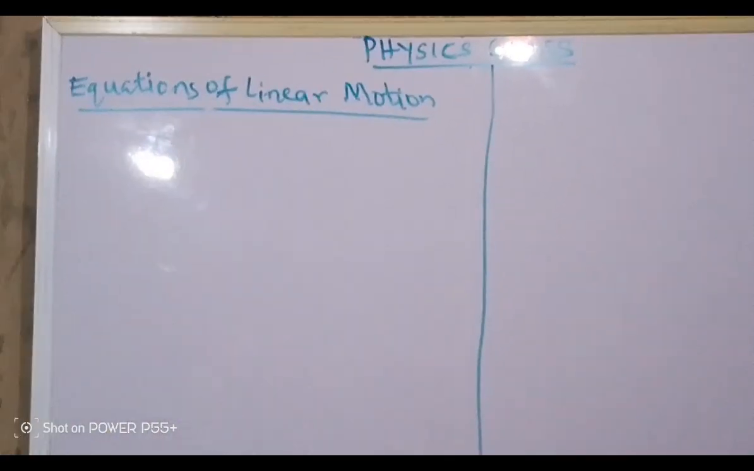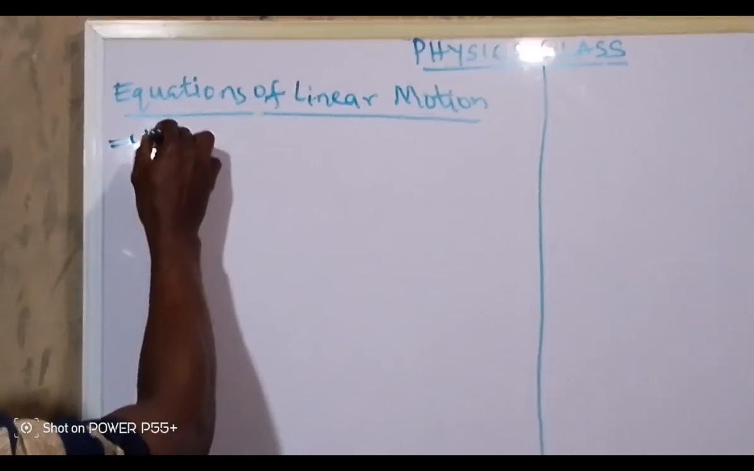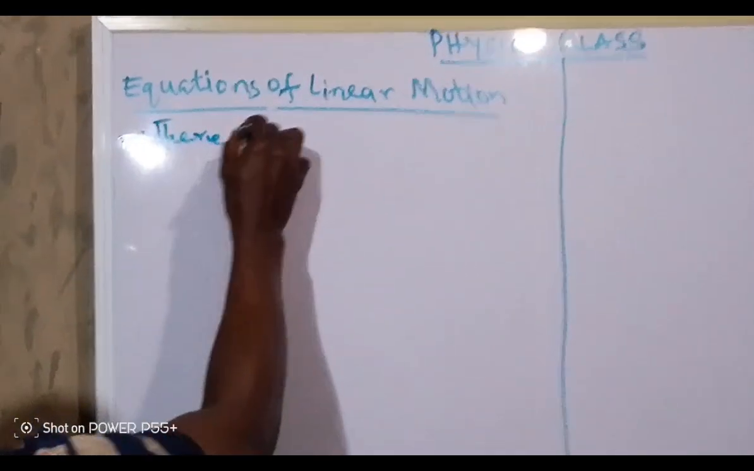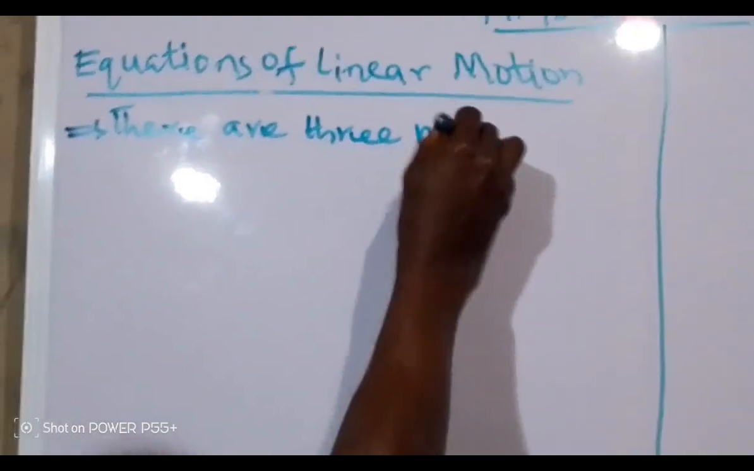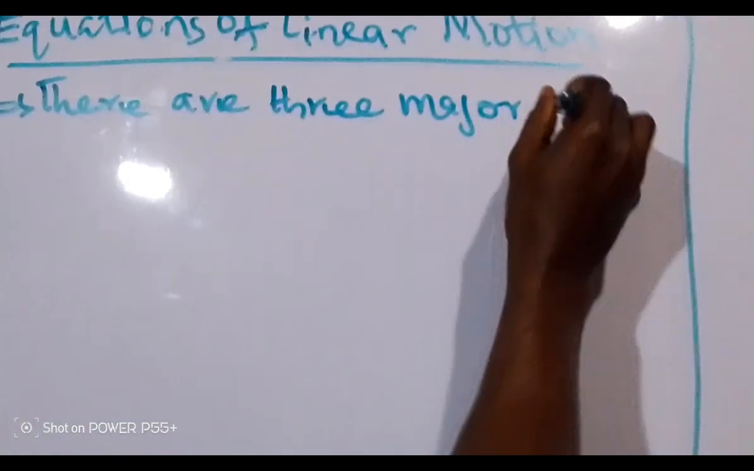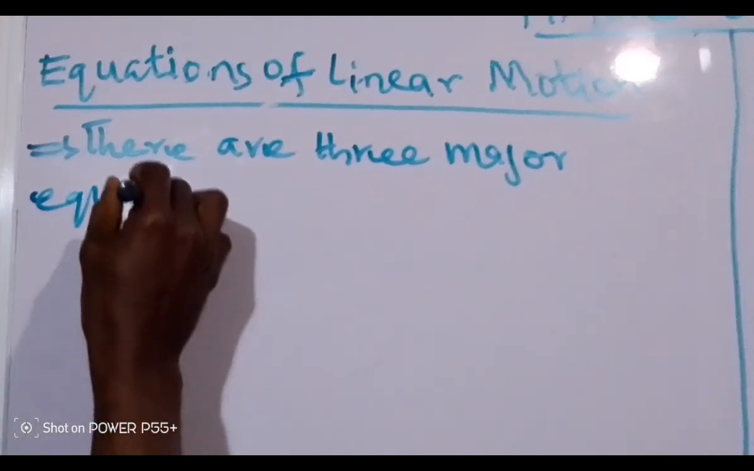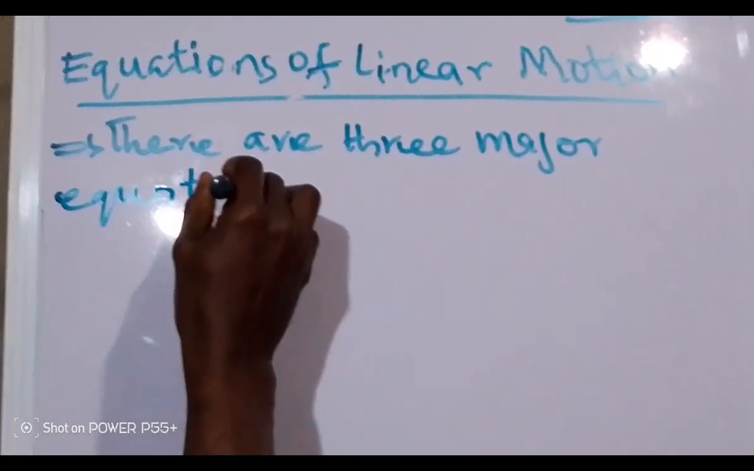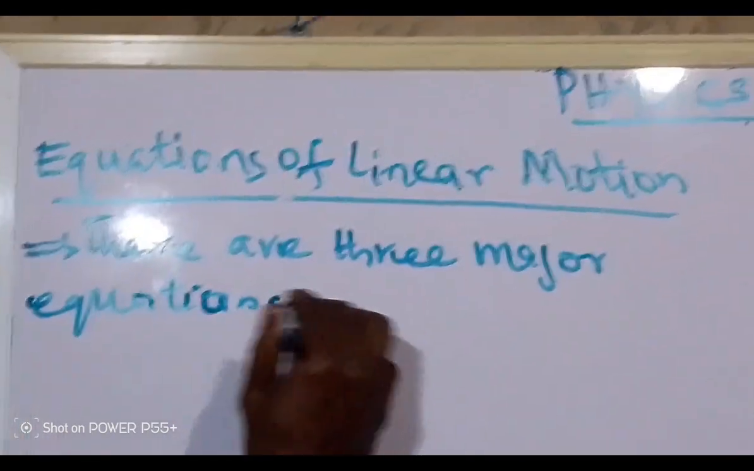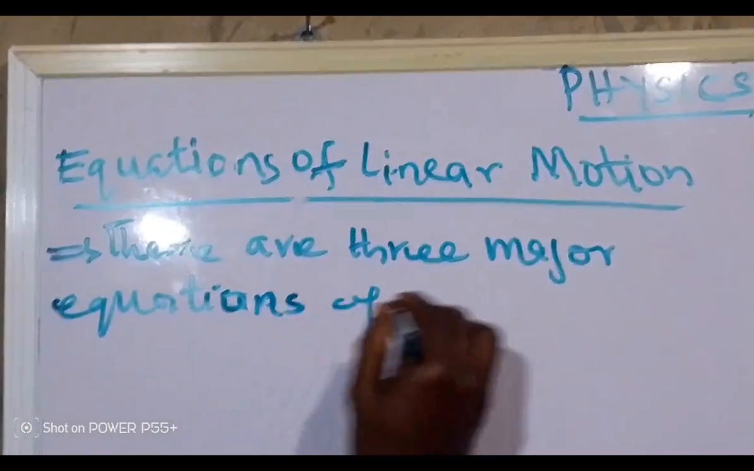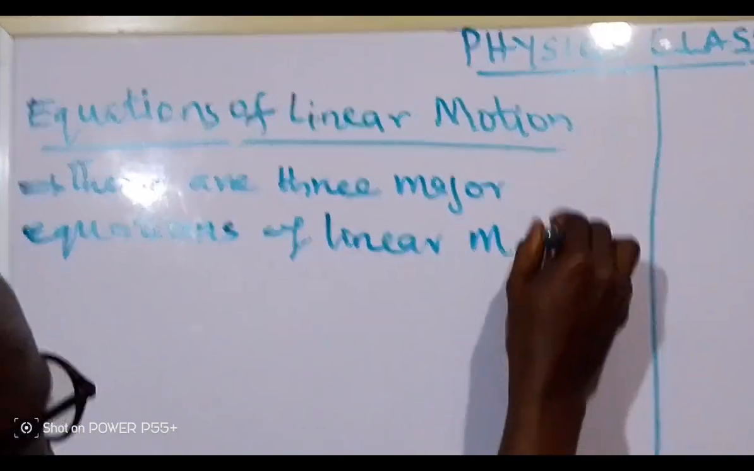So, equations of linear motion. There are three major equations of linear motion.